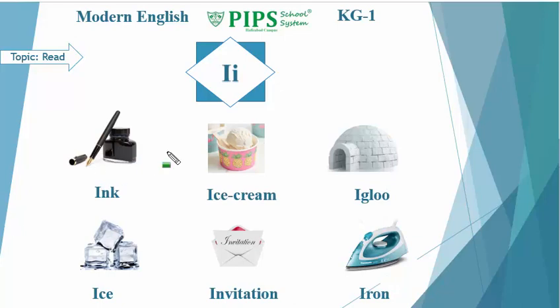The next letter is I. This is a capital letter I and this is a lowercase letter I. Sounds like E. Let's learn which things begin with the letter I.